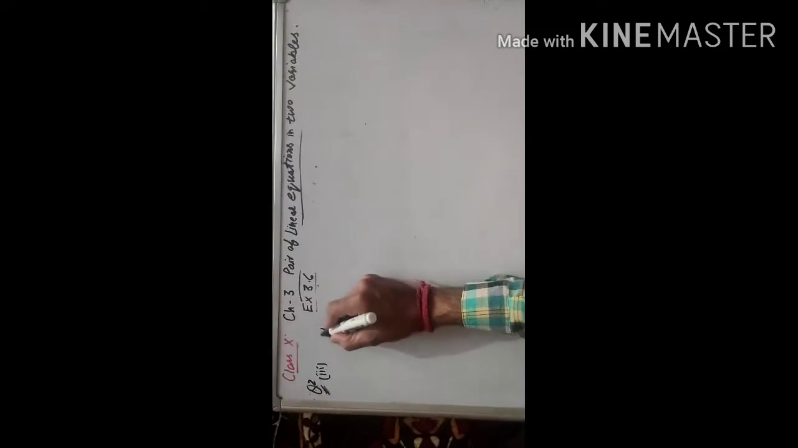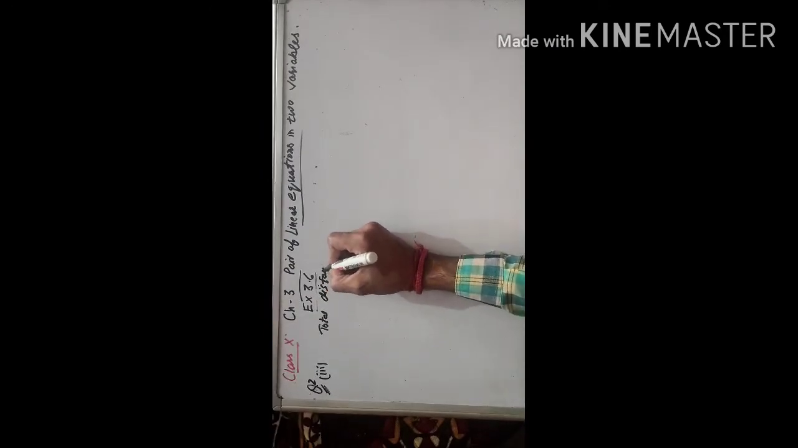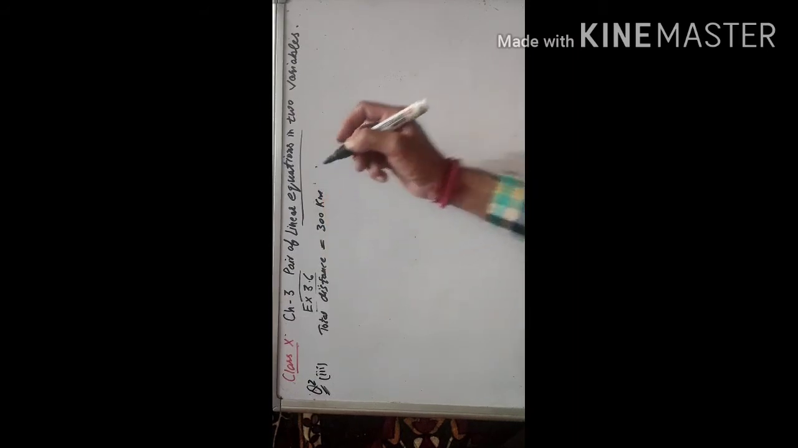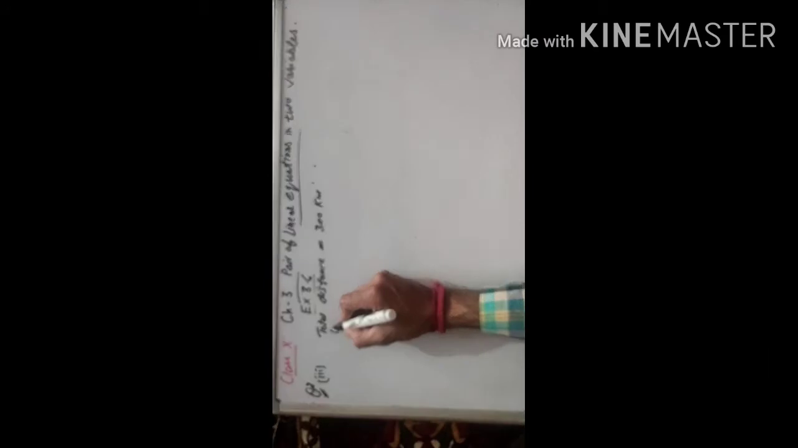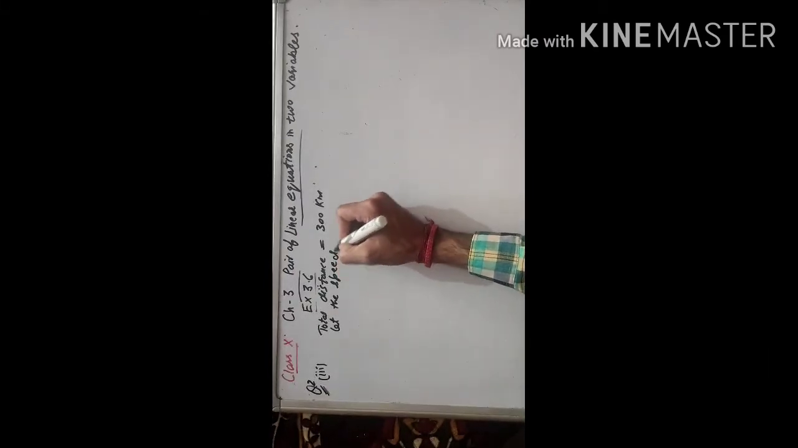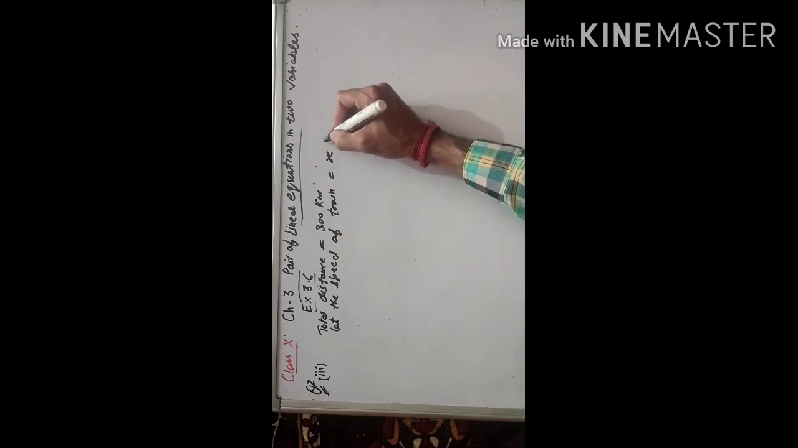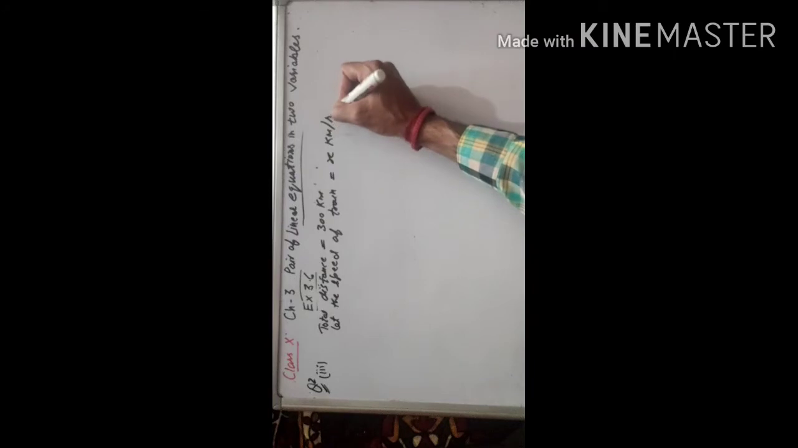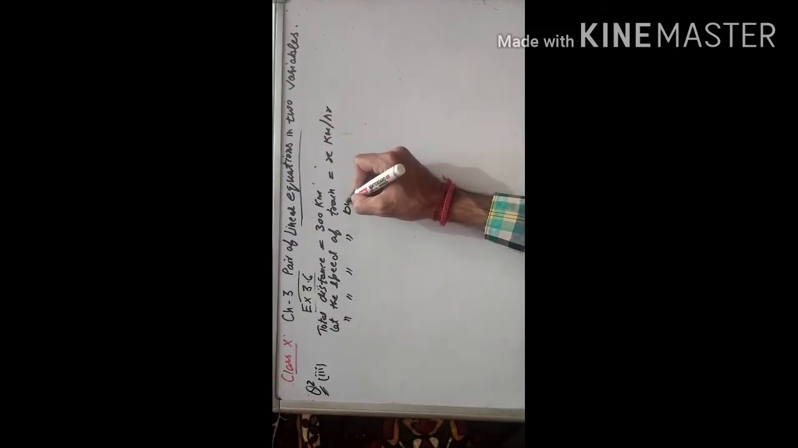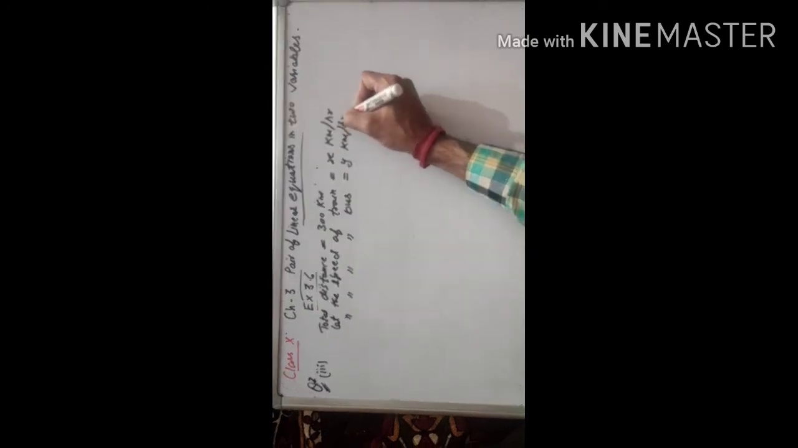Now in this, the total distance is given, which is equal to 300 kilometers. Now let the speed of the train be x kilometers per hour. Let the speed of the bus be y kilometers per hour.